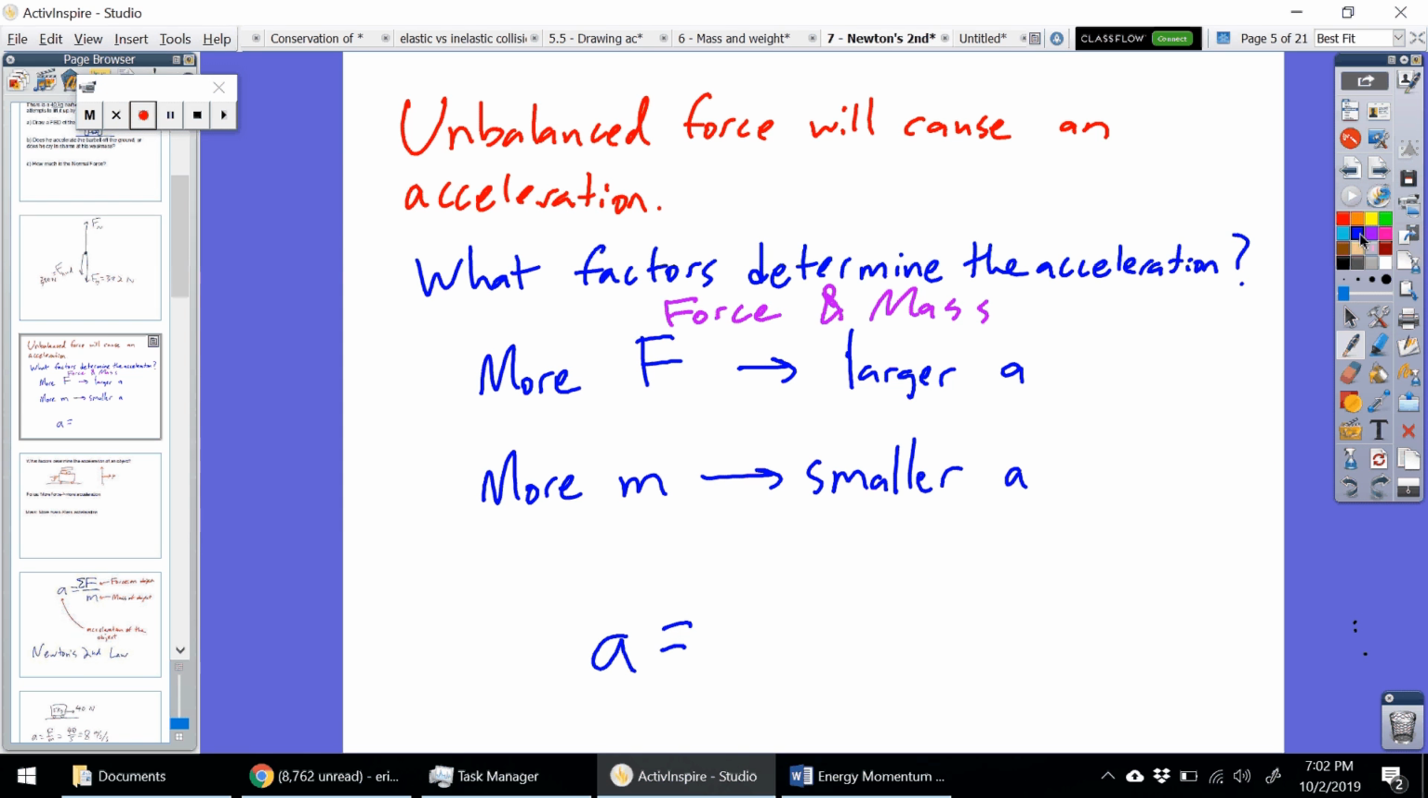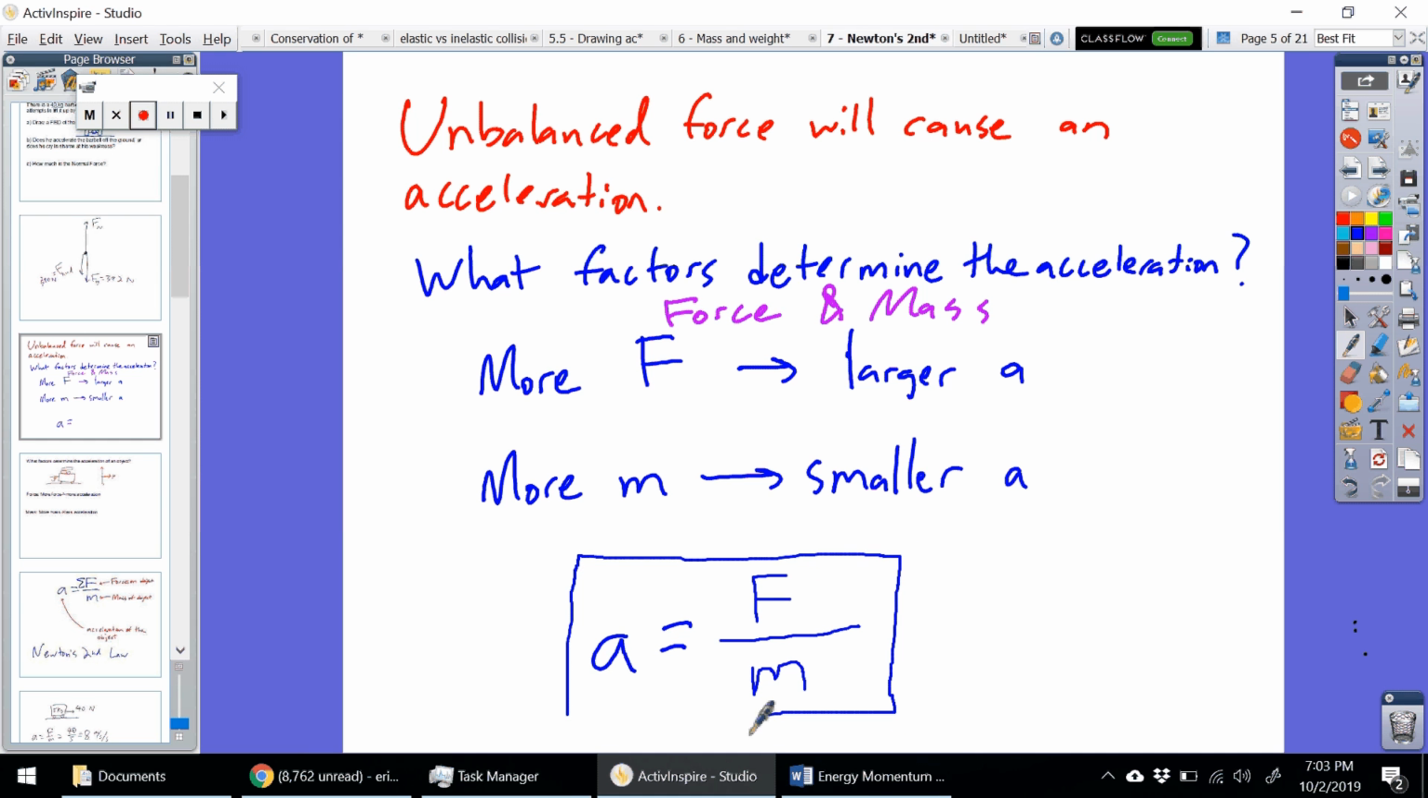Actually, let me change that color to blue. The variable that is in the numerator should be the one with the direct relationship. And the variable that's in the denominator should mean the inverse relationship, because that's how fractions work. So it stands to reason that F belongs in the numerator and M belongs in the denominator, right? Because if you remember how fractions work, if the numerator gets bigger, this number gets bigger, but if the denominator gets bigger, this number gets smaller. So this seems to be a relationship that reflects these two things, all right?